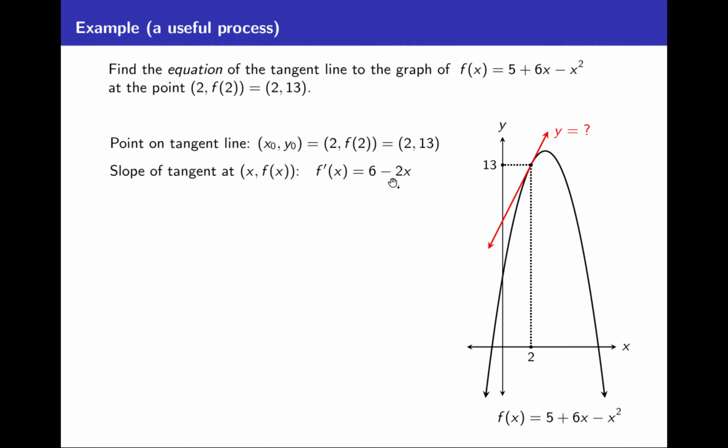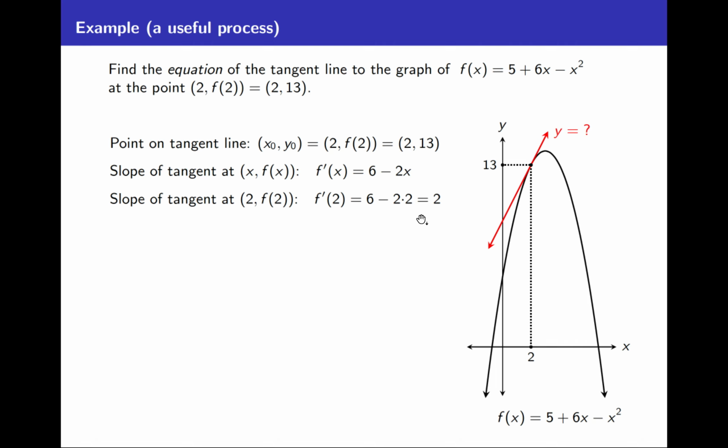This 6 minus 2x is a function of x. It gives the slope of the tangent at any given point x, f of x, but we're interested in a very specific point where x is equal to 2. We want the slope of that particular tangent line. The slope of the tangent at this point 2, f of 2 is f prime of 2, which would be, let's see, 6 minus 2 times 2, or 2. So the slope of this tangent line is m equals 2. And that certainly looks right. Rise over run, it looks like the run is half of what the rise is. So that would be slope 2.